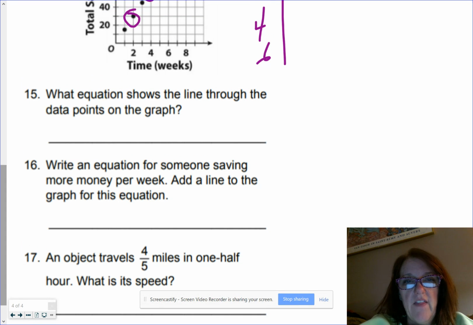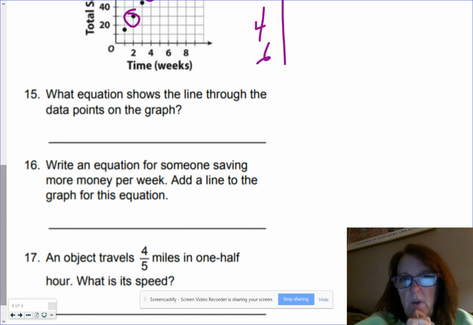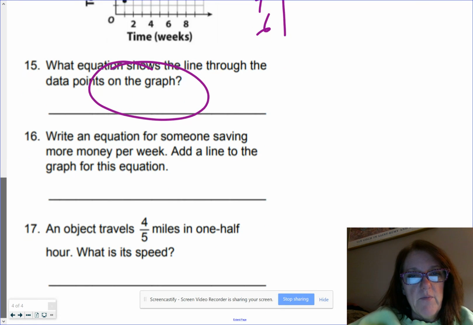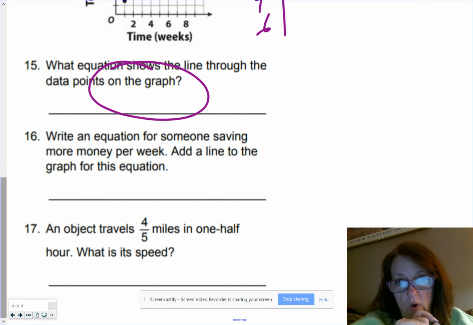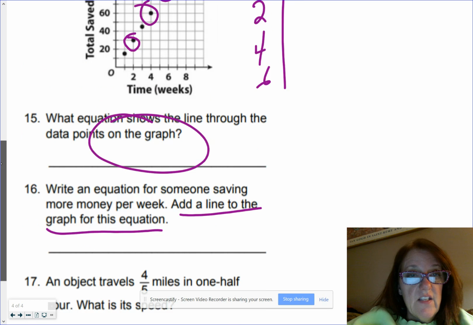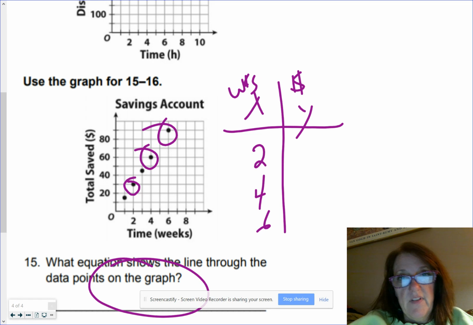Then, once you've got that, they want you to write an equation for someone who's saving more money a week. So you determine what this equation is, then use that information to come up with someone who's saving more, and then add that line to this graph. Okay, show me what it would look like.